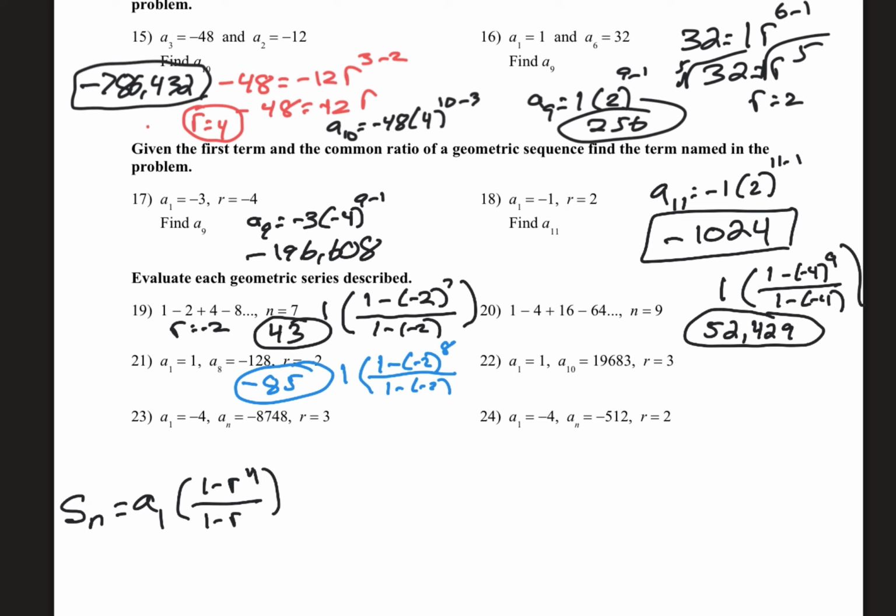This one, we've got 1 times 1 minus 3 to the 10th over 1 minus 3. So we've got 1 minus 3 raised to the 10th. Divide that by negative 2. 29,524. Let's try this again. 29,524.